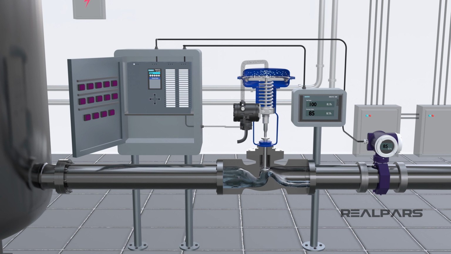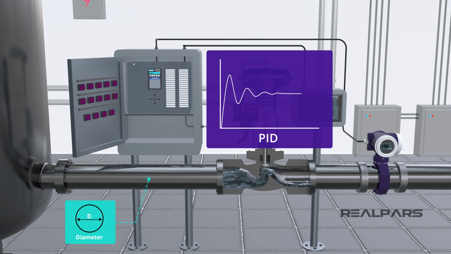You might wonder how much the valve opens or closes when the flow rate changes. Well, that depends on a number of things, such as the percentage of flow rate change and the diameter of the pipe. Regardless, the controller must be tuned so that it produces the correct response to any change in flow rate. This is most commonly achieved by using PID control within the PLC or controller.